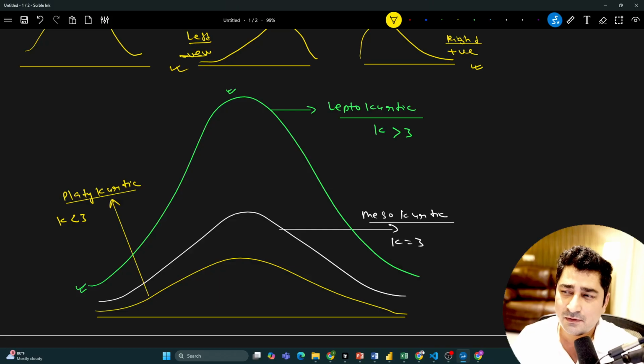And now you have a lot of questions: from where are we getting this k value, and how can we do the math for the k value? What is the meaning of lepto? What is the meaning of meso? What is the meaning of platy? So a lot of questions have now arisen, and the most important question is what I'm going to do with this. What kind of observation will I be able to find out?